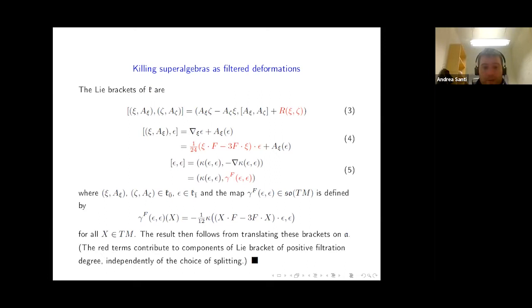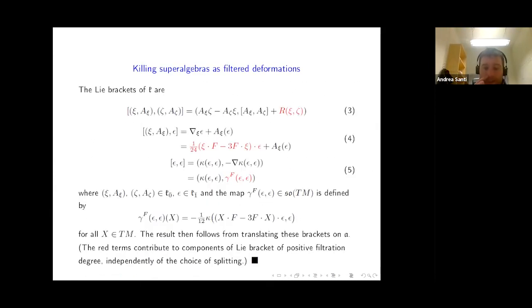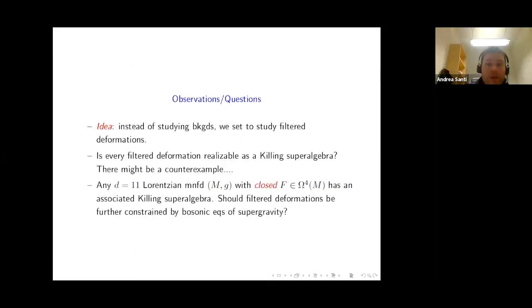But as in the classical case, after you have chosen the splitting, there will be also other contributions. So the classical case where this map delta and alpha, which told us if our space was reductive or symmetric, for example. And we have a similar thing in the super case. But I don't want to write this bracket explicitly this time. So I'll tell you how to use this result essentially in the next lecture: how the fact that the Killing superalgebra is a filtered deformation, how we can extract information from this result. So let me move on.